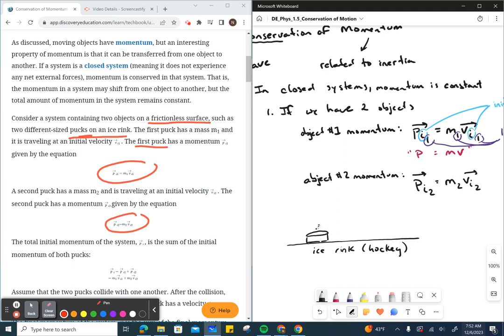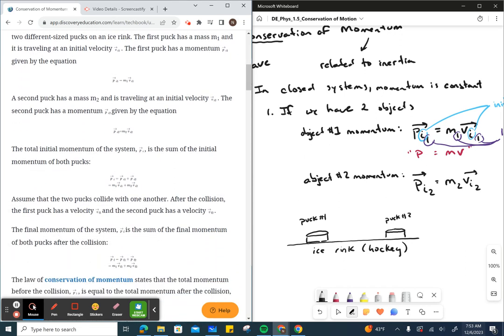This is puck number 1. And you have puck number 2. In this particular example, they're setting us up for these pucks to collide, as you can see. Assume that the two pucks collide with one another. So puck number 1 is going to come in and collide with puck number 2.